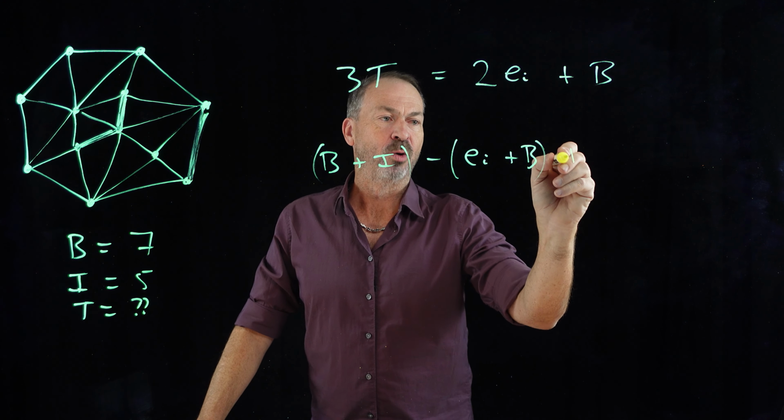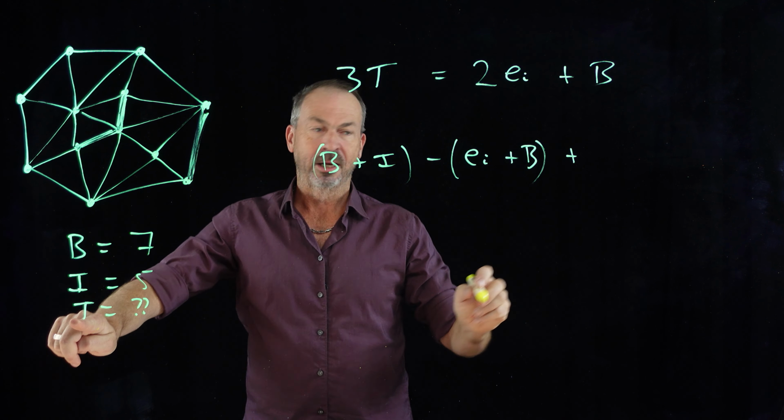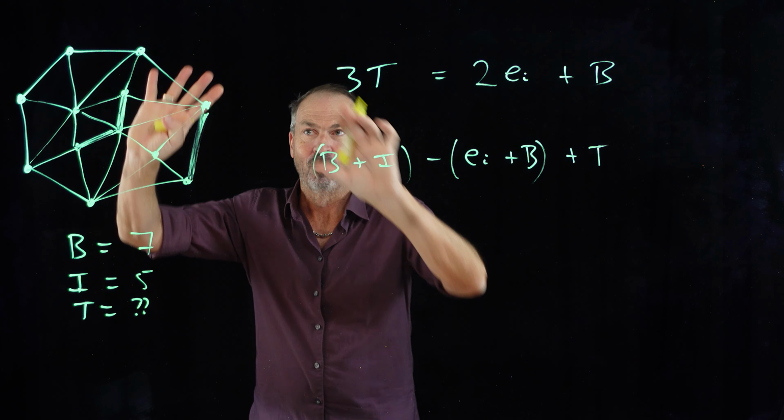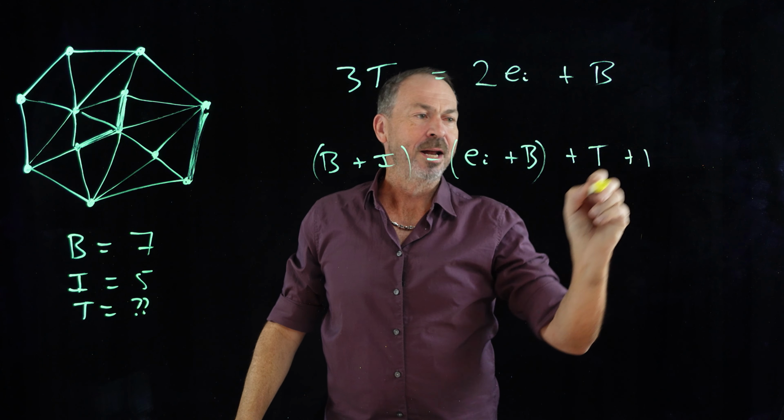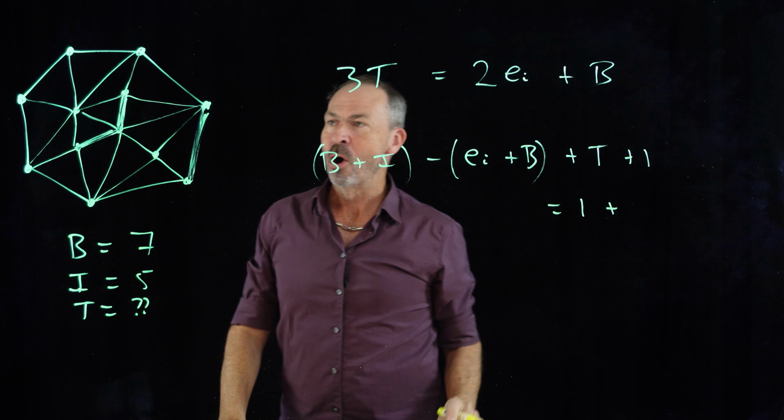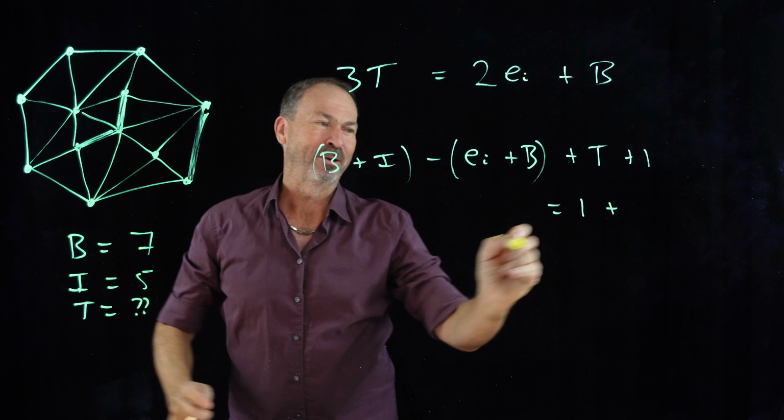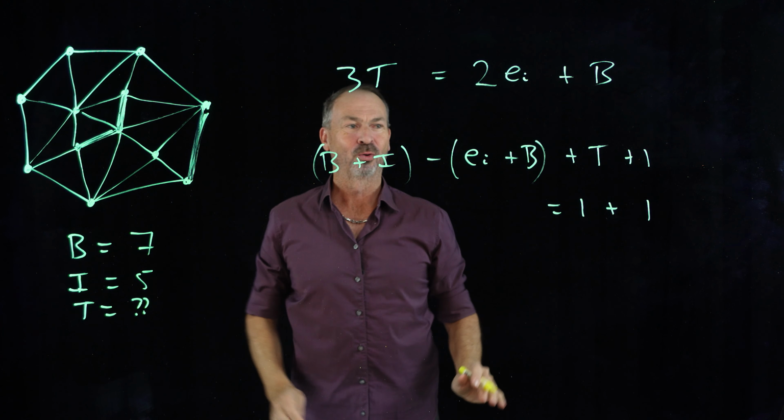How many regions do I have? Well, each region is a triangle, so I'll have T of them, that's what I want, plus 1 more region, the unbounded one. Plus 1 has to equal 1 more than the number of components. How many pieces do I have? Well, this picture has just one great big piece, 1. Great.